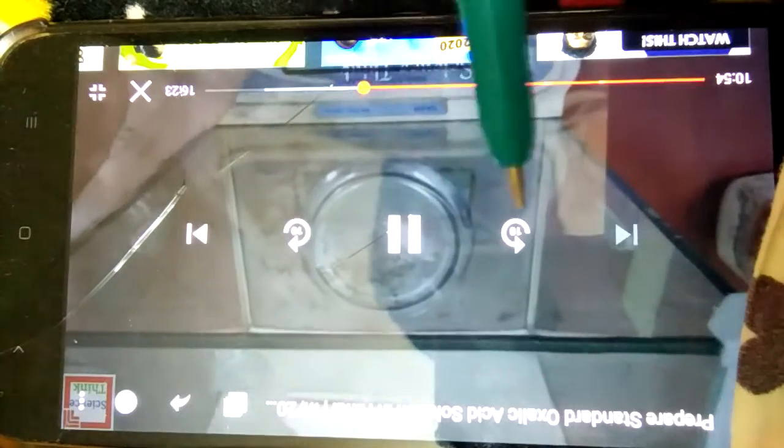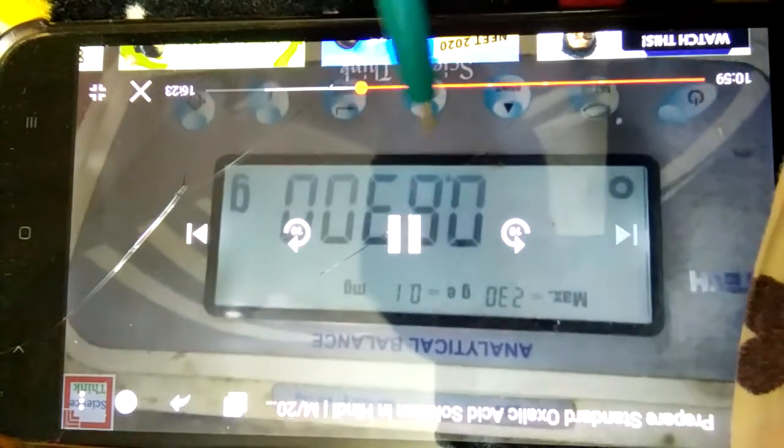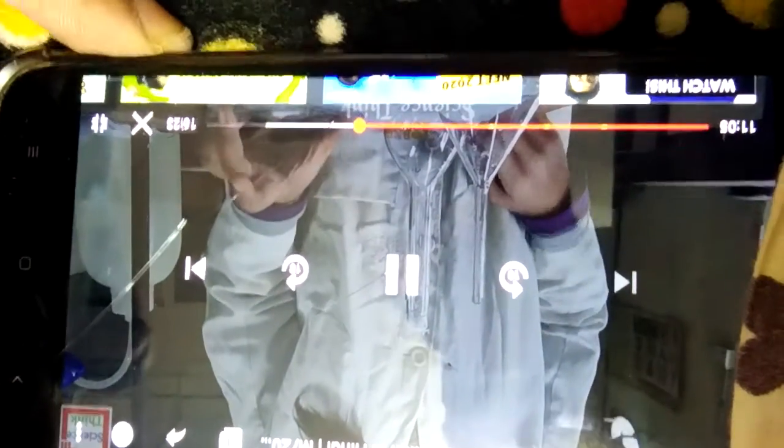Okay. So we have taken the weight of oxalic acid. You can see this white color oxalic acid, that is 0.6300 gram. Now students, we are going to take this in a SMF. But before taking it in a SMF, I am showing you this was the SMF.